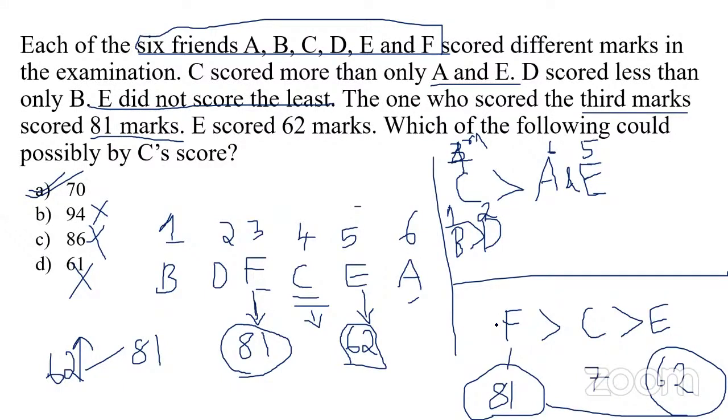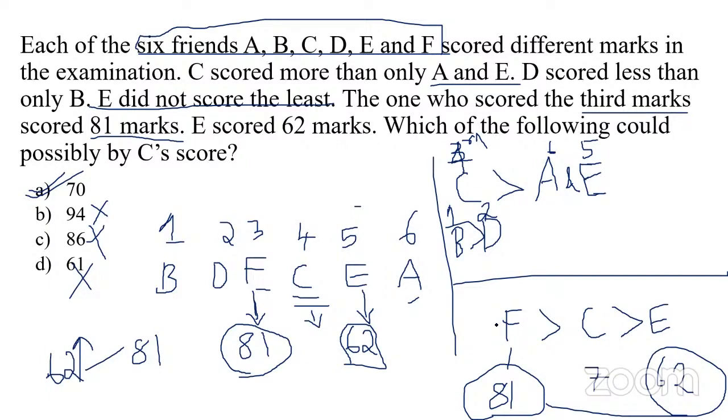Ma'am, there is a possibility that the first guy B could have scored 94, the second guy D could have scored 86, and we know F is 81, and C could have scored 70, and E 62, A 61. Based on the options, we can arrange in order also. Yes, tell me. Ma'am, the 81 and 62, it's like a clue only.